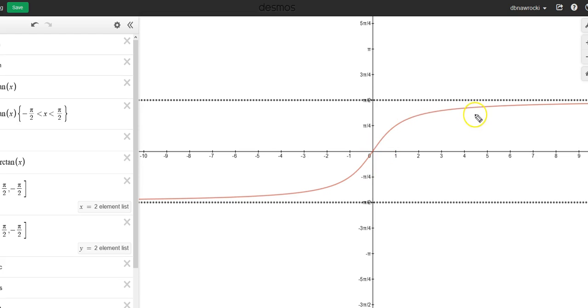And recall this is the graph of our arctangent function, and you see as x goes to positive infinity, the values of the arctangent are approaching pi over 2. That's right there on the y-axis. And as x goes to negative infinity, the values of the arctangent are approaching negative pi over 2. Those are two horizontal asymptotes for the graph of the arctangent function.